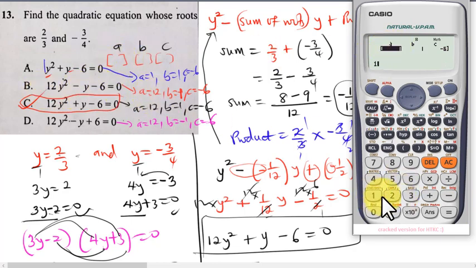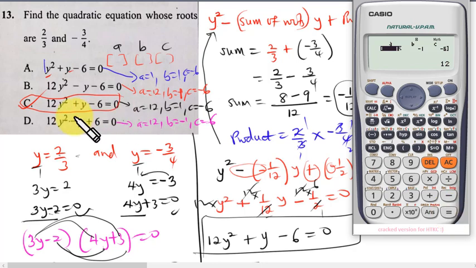Option B, A is 12, so I'll press 12. B is negative 1 here, negative 1, and C is negative 6. Okay, so the first answer is 3 on 4. Oh my god, here I have negative 3 on 4, so that is incorrect. Of course the second one too is negative 2 on 3, but here is 2 on 3, so that is also not correct. I will try the C.